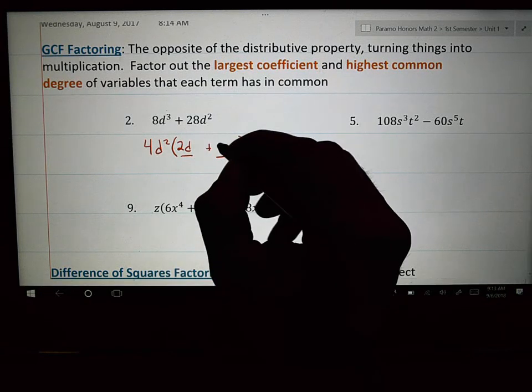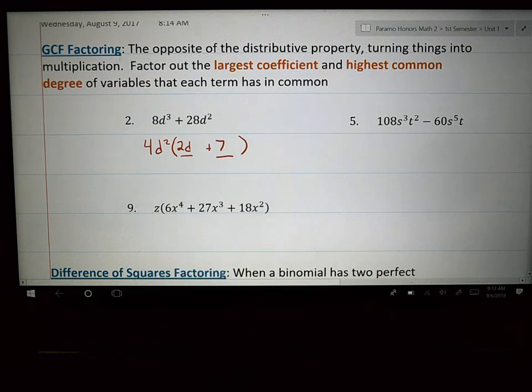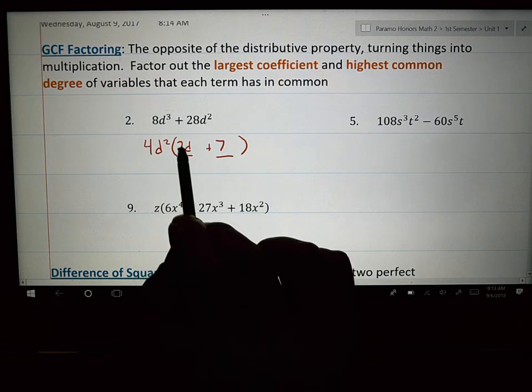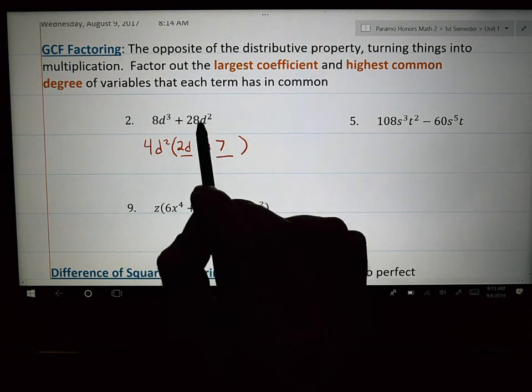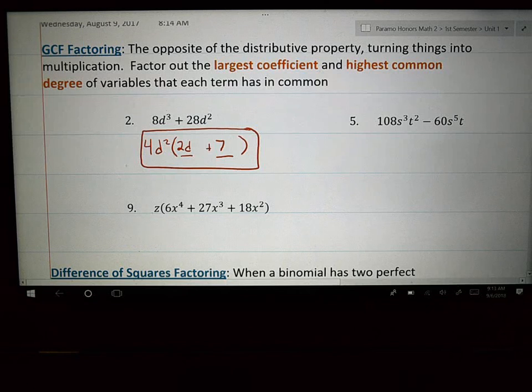And then plus 4d squared multiplied by what would give you 28d squared? What number? 7. Do you need any additional variables? And what you can always do is go this GCF multiplied by this to get you your first term, this GCF multiplied by the second term. You can check your answer by the distributive property.